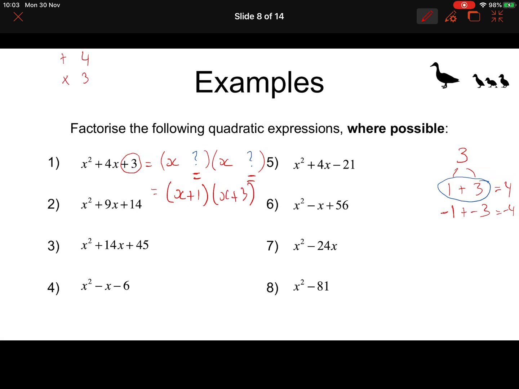And if you're not sure if you got it right, you can just expand it and see if you get back to the right answer. So x plus 1 times x plus 3 is equal to x squared plus 3x plus x plus 3, which is x squared plus 4x plus 3. So you can always check your answers, okay? Right, now I'm going to stop the video there so it doesn't get too long. And when I come back in part 2, I'll do a few more examples.